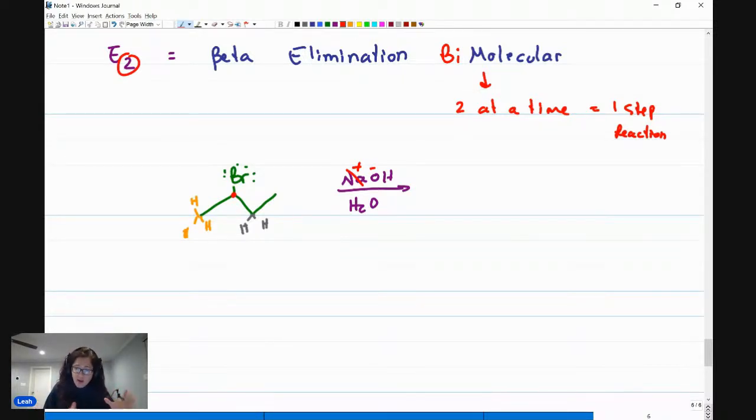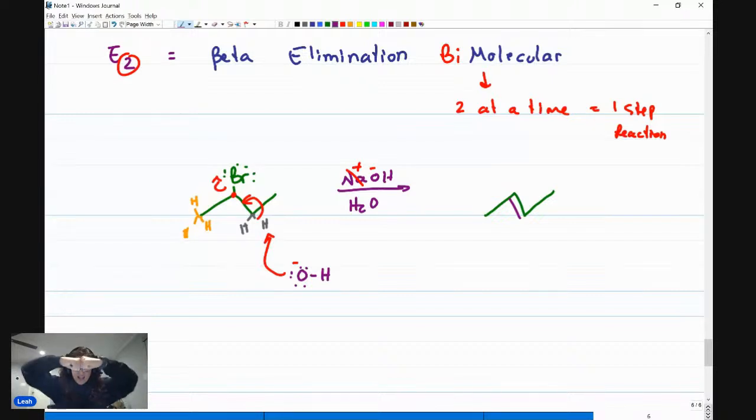It is so strong and so reactive, it doesn't want to wait for a carbocation to form. Instead, it is going to aggressively reach out for that partially positive hydrogen, grab it off the molecule, and in one step, the electrons collapse, kicking out the hydrogen and the bromine. And in one fell swoop, we have our pi bond. We have our product in one step. Bimolecular: two reacting at the same time in a single step to give us the product.